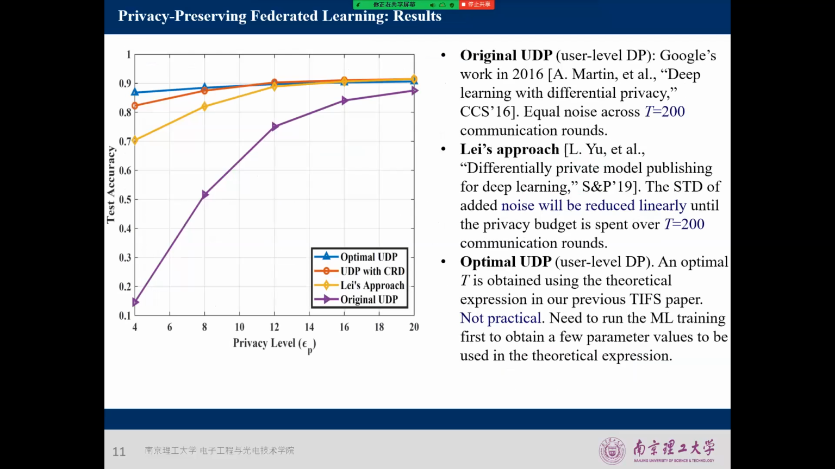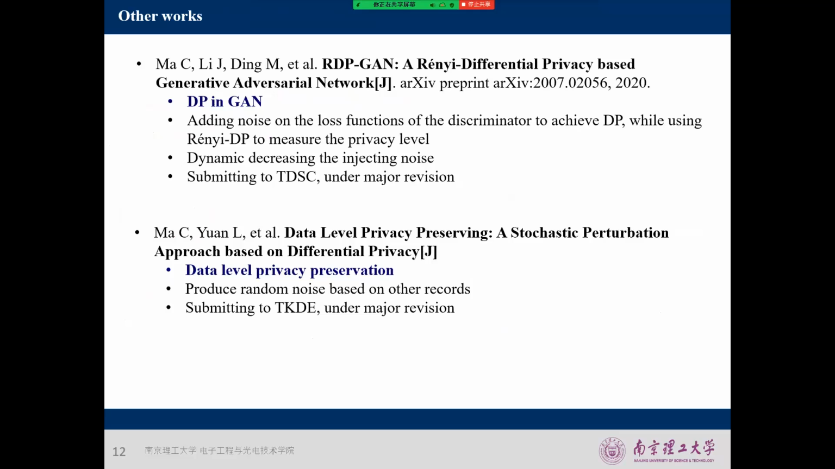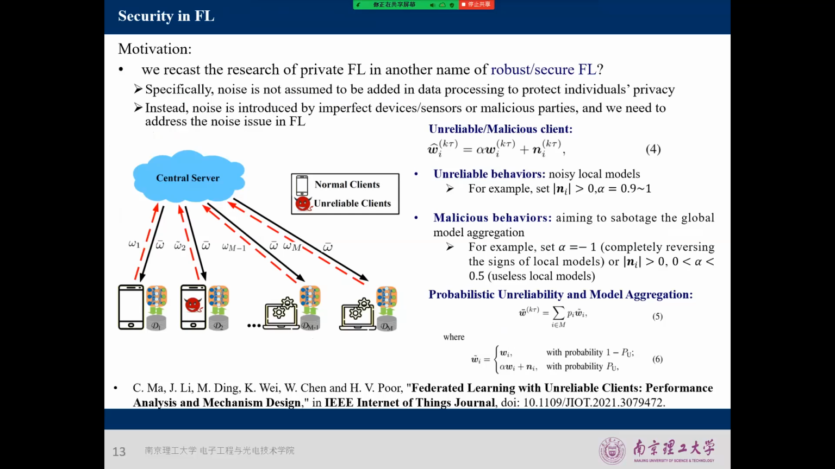So in this way, we found that under different privacy levels, we have better testing accuracy performance. We compare this result with three other methods, for example, Google's paper, and another non-decaying method published in S&P in 2019. So these are two works about differential privacy in federated learning. And now we begin to show some security issues in federated learning.